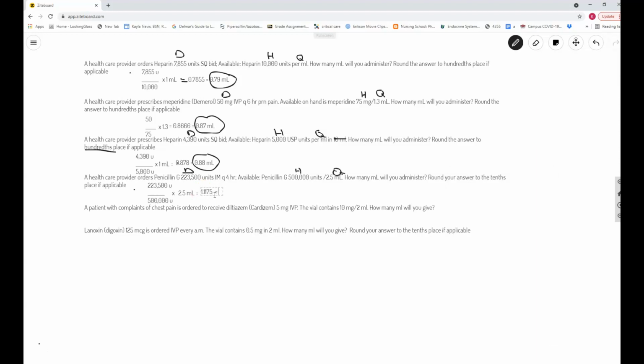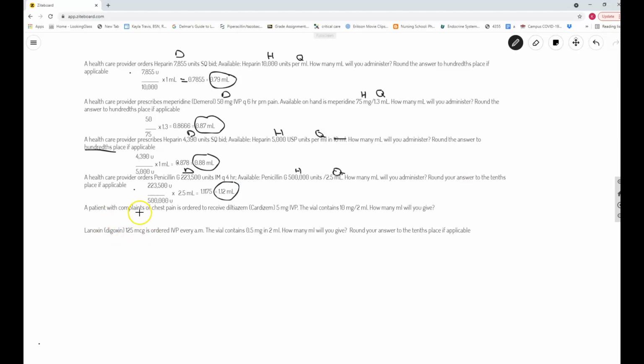So 1.1175, but there's too many decimal points there to be hundredths place. So I'm going to do 1.12 because that 7 is going to round up, milliliters. Okay, so that is my answer, 1.12 milliliters. Cool. Okay, well, let's go back. I did it again. There we go.